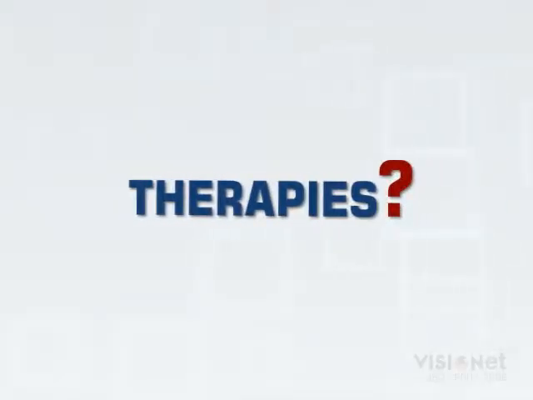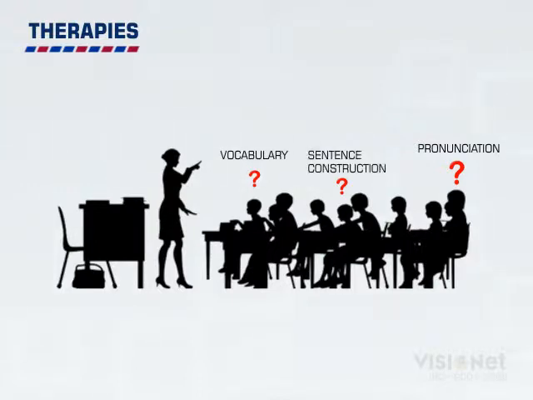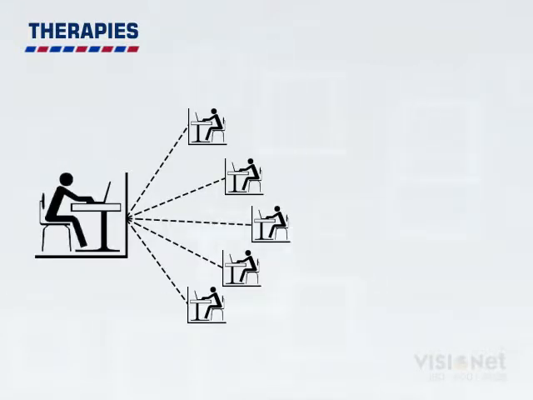Now, what do you mean by therapy? For instance, if there are 30 students in a classroom, all the students would not be having the same problem. Some might be weak at pronunciation, others might have weaker vocabulary, others might need some aid in sentence construction. So each student has their own problem, and it is important for us to address each problem individually.